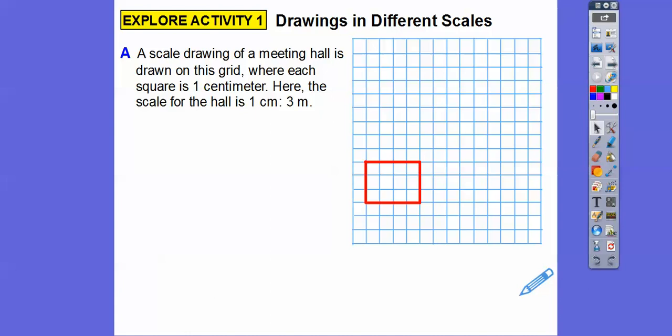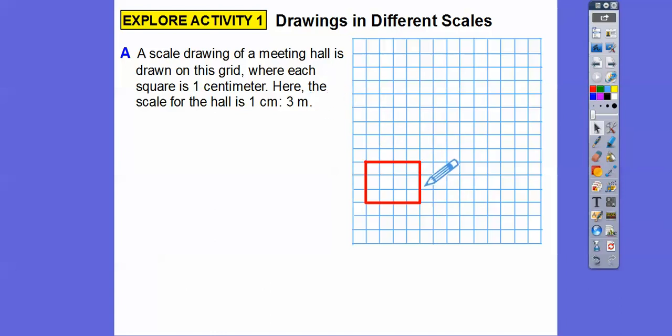The scale drawing of a meeting hall is drawn on the grid, that red guy right there, where each square is 1 centimeter. Here the scale of the hall represents 1 centimeter is 3 meters. So here's 1 centimeter, 2 centimeter, 3 centimeter, 4 centimeter. If I multiply that by 3, that'll tell me this is 12 centimeter, or 12 meters. 3 centimeters equals 9 meters.